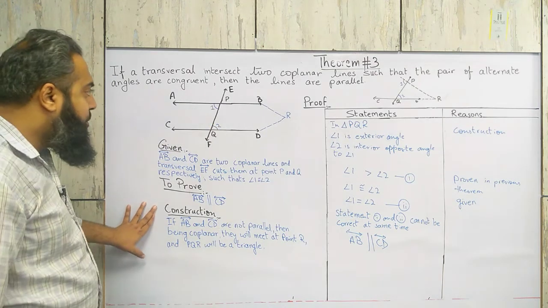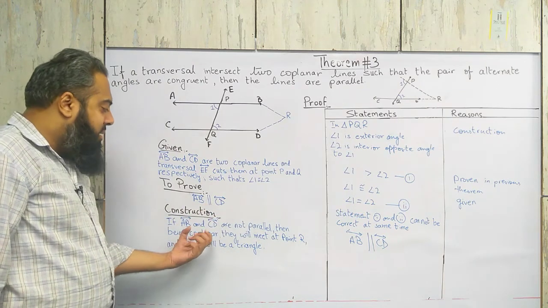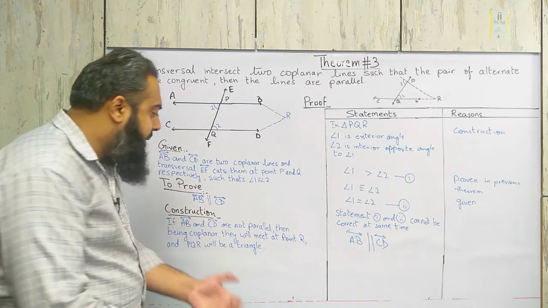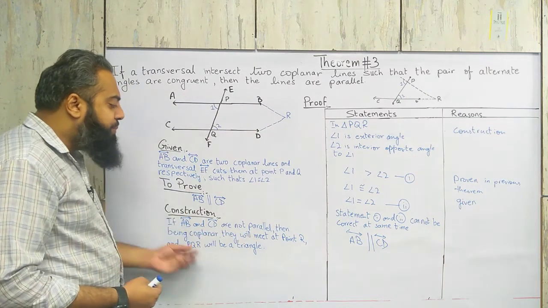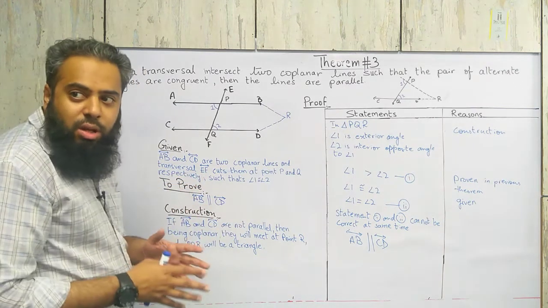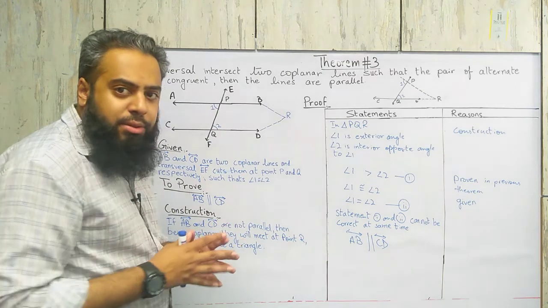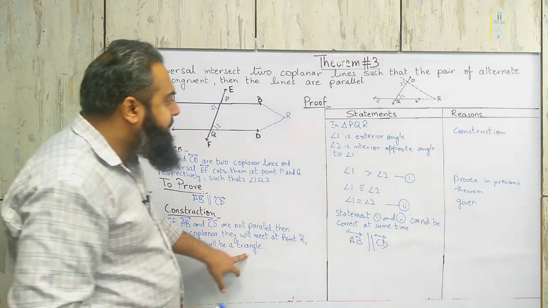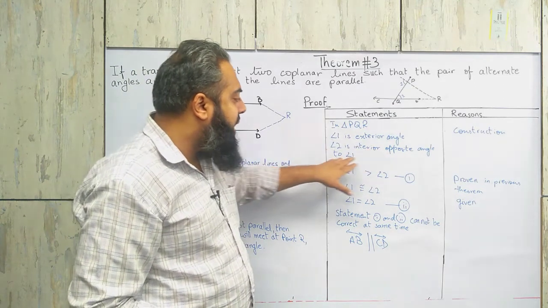And to prove that, we have a construction: if AB and CD are not parallel, let us consider that these given lines are not parallel. If we consider that, what will happen? We will try to prove that these lines are not parallel, and we know that this is not the reality. So it will give us an absurd result and it won't count. And PQR will be a triangle. In triangle PQR, angle 1 is the exterior angle and angle 2 is the interior opposite angle to angle 1.